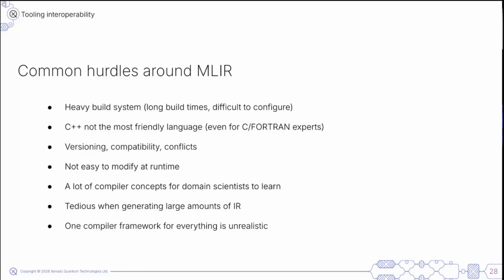A lot of the compiler concepts are challenging for domain scientists to learn. It's tedious when you generate large amounts of IR. So if you grow your program significantly with lots of transformations and passes, things can get pretty out of hand in terms of memory usage as well as compile time.